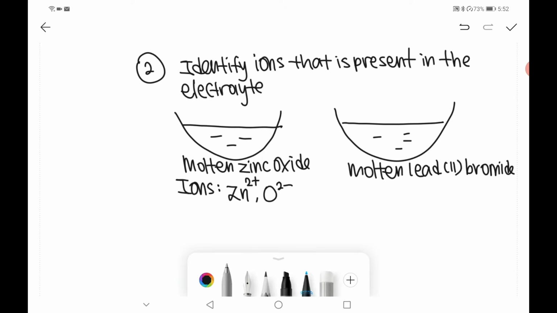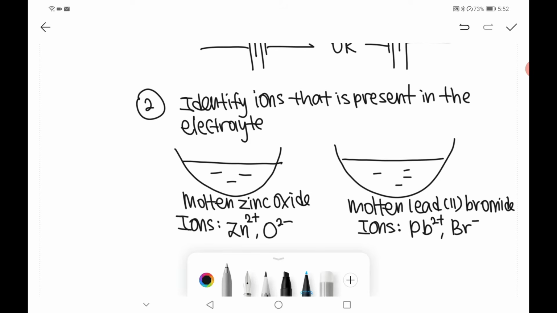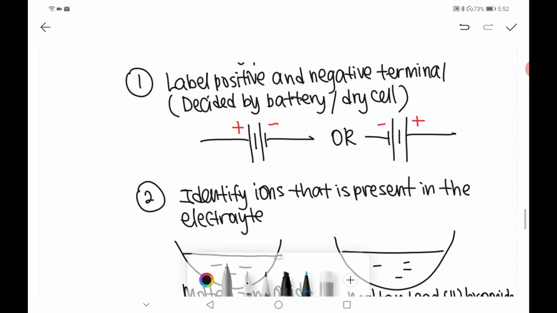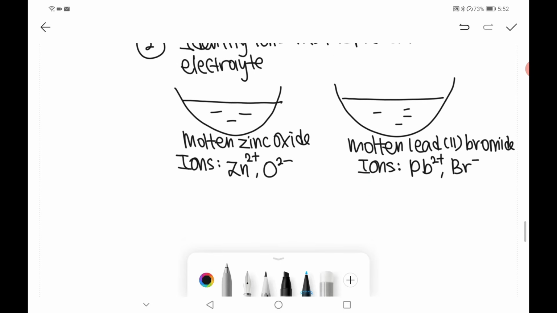So for molten lead(II) bromide, what are the ions that we have? In molten lead bromide, the ions we have are lead, which is Pb2+, and bromide, which is Br-. We must be able to know what ions we have inside the electrolyte.